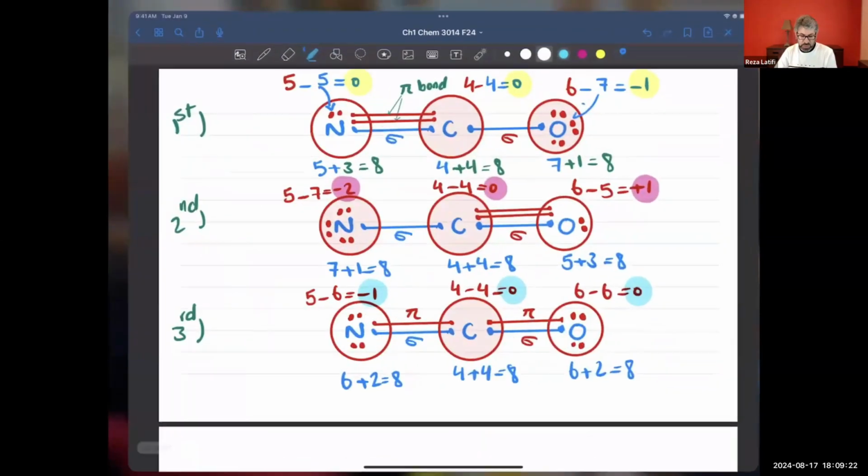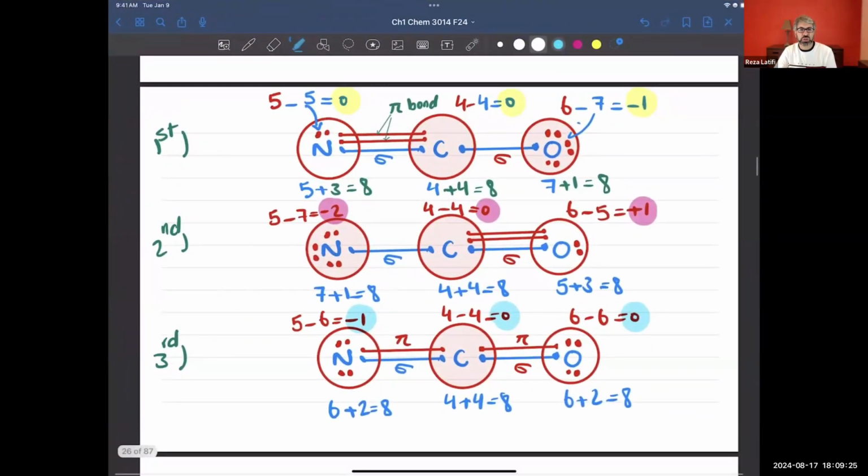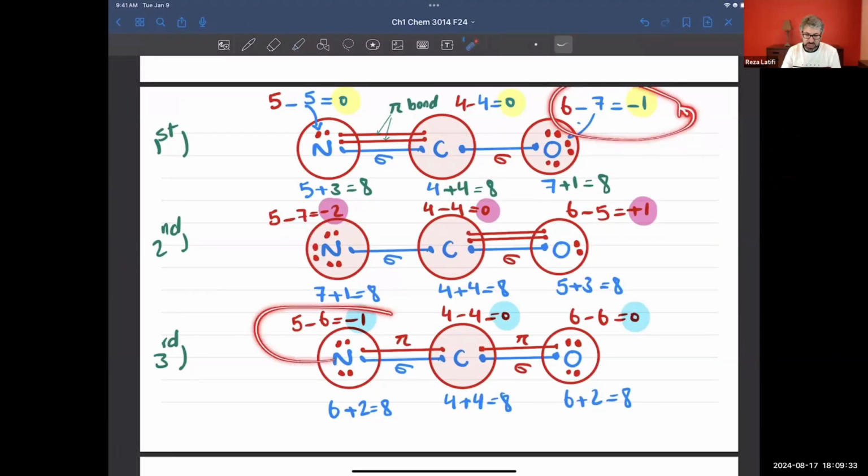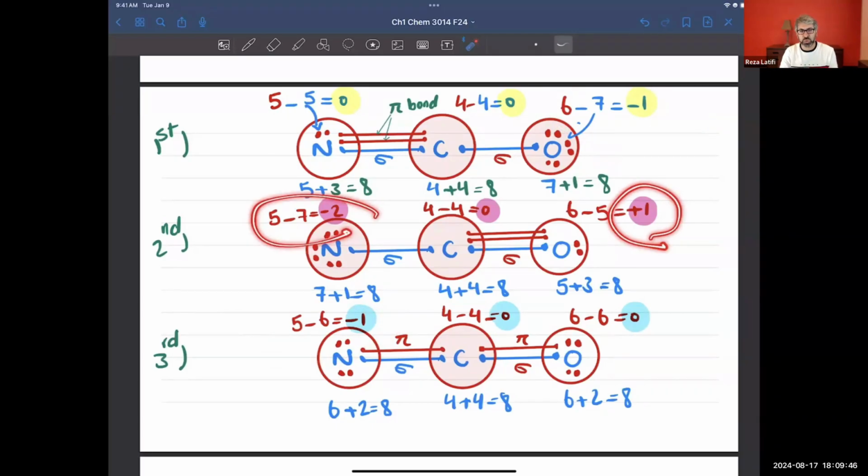So now let's check. I have 2 structures. Structure number 1 has only 1 charge, and it's minus 1. Structure number 3 also has only 1 charge, and that's minus 1. So I got 1 and 3 with only 1 charge. How about number 2? Number 2 has plus 1 and minus 2. That's going to be the worst structure.